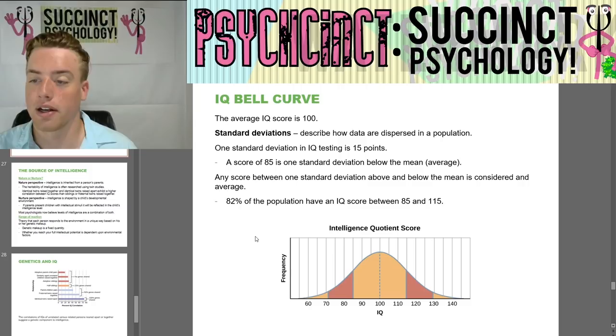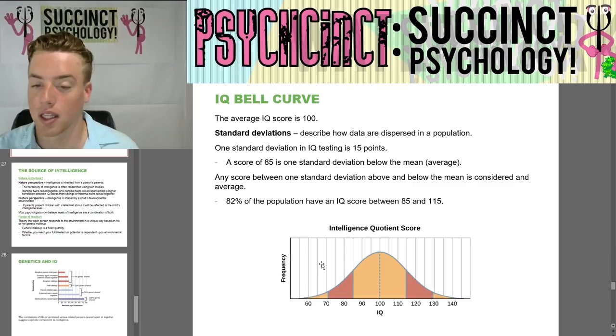Now, any score between one standard deviation above and below the mean is considered average. Now, 82% of the population have an IQ score between 85 and 115. So that's 82% of your population right there.